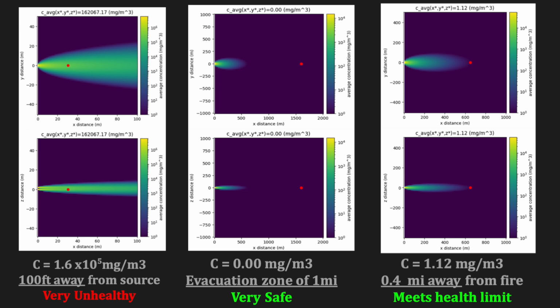And on the right shows a graph that I made just for fun to show at what radius the concentration begins to be an acceptable concentration for acute exposure. So at 0.4 miles away from the fire, it begins to meet that health limit set by the EPA. So these graphs show that the evacuation radius of 1 mile was completely appropriate and those people were safe in that area.